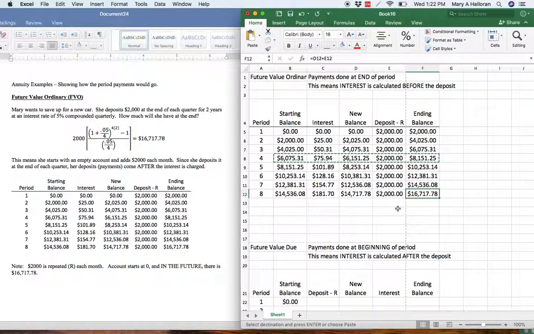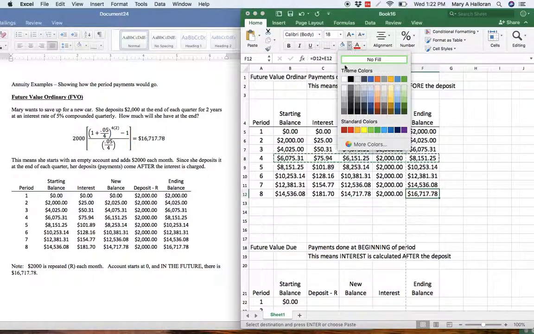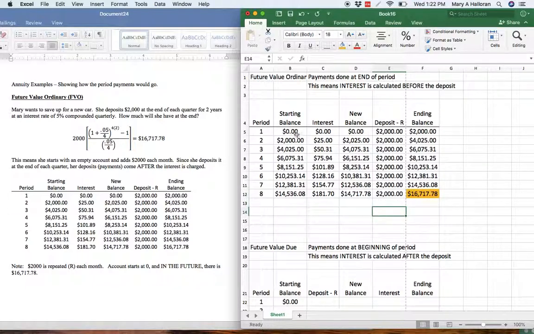So when we were at the very end, as you can see, I started with nothing. My present value was nothing, and my future value was 16,775 right here. There's my S. And you notice each period I deposited $2,000.